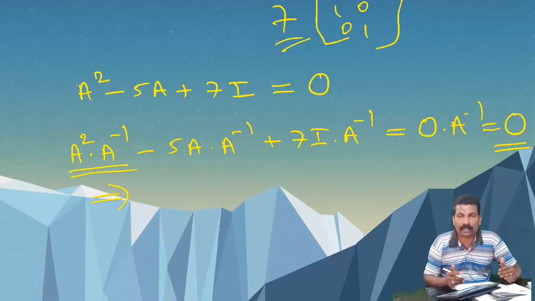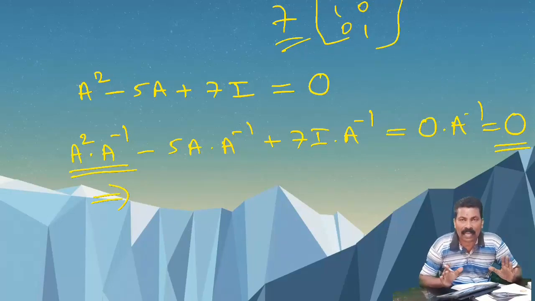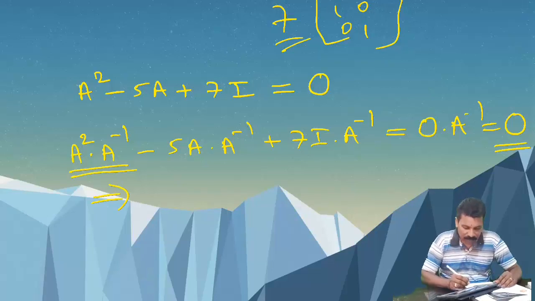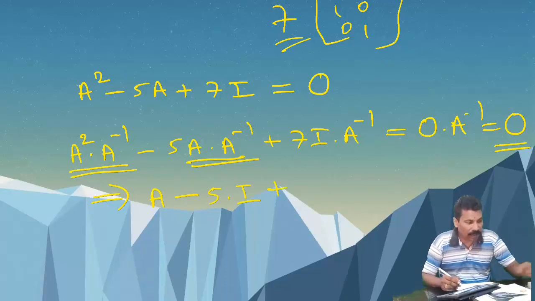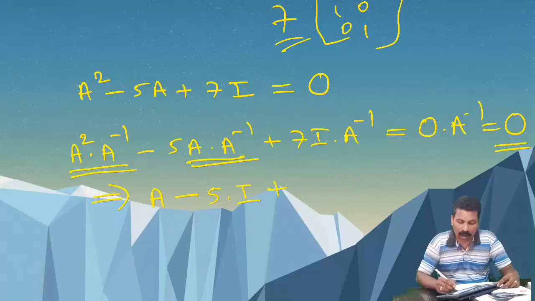Now, what is this equation? Just like the index laws that you learned in ordinary algebra, here also you can apply them. Some theorems are there, but they are beyond the scope of plus 2 level. So, just recollect the exponential laws that you learned in algebra in your previous classes, and apply here: A into A inverse is the identity matrix. That is 5 into identity matrix, plus 7I into A inverse, that is 7 into A inverse only, is equal to the 0 matrix.